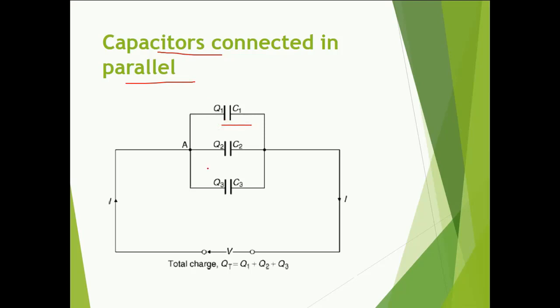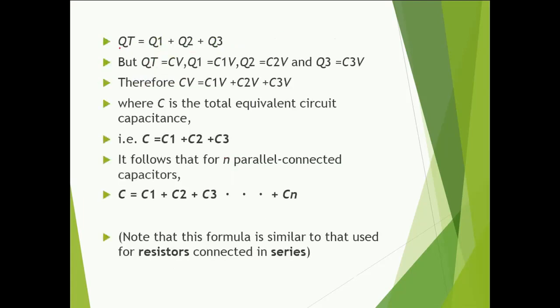let us assume that three capacitors C1, C2 and C3 are connected in parallel with each other. This is the value of current which is flowing through the circuit. This is the voltage V, which is the voltage across capacitors. Now, as we know, the total charge QT will be equal to Q1 plus Q2 plus Q3. You can see it over here. Qt is equal to Q1 plus Q2 plus Q3.